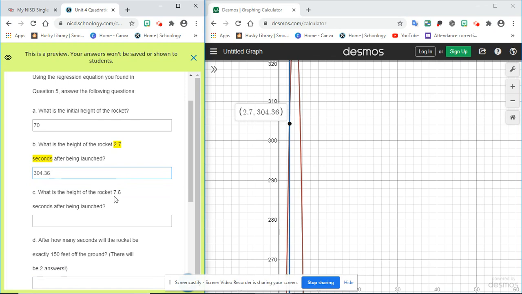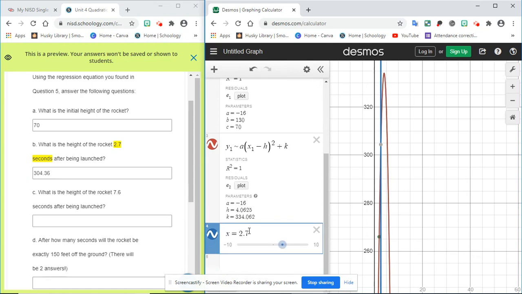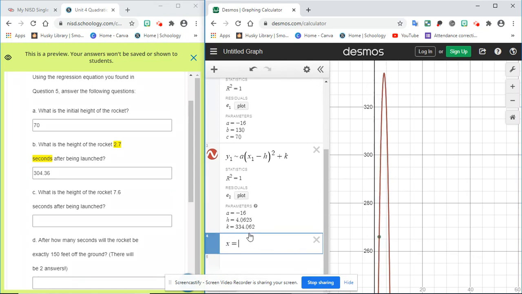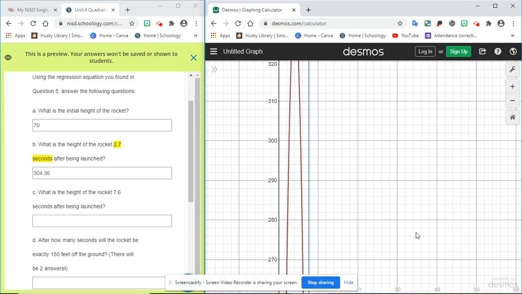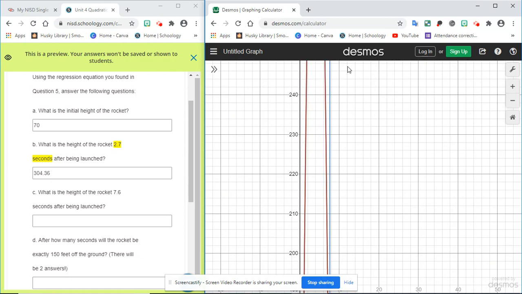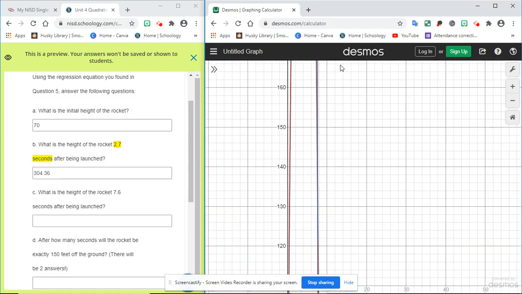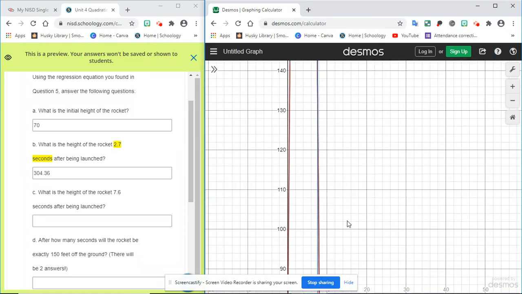What is the height of the rocket after 7.6 seconds? Same thing. We can go in here and instead of saying when x is 2.7, we can say when x equals 7.6. Now the blue line's over here. We want to figure out where it intersects, right? We want to figure out this intersection point. It's going to be somewhere in there. So I click on the line. You see this gray dot right here that appeared? Boom, click on that. After 7.6 seconds, the rocket is now 133.84 feet in the air. And that's my next answer.